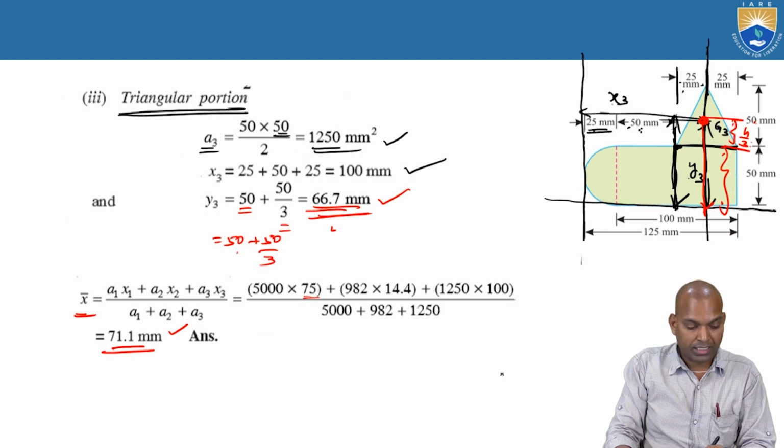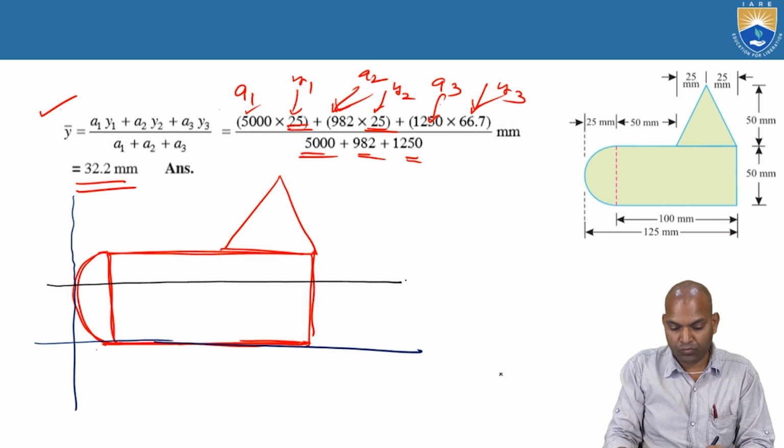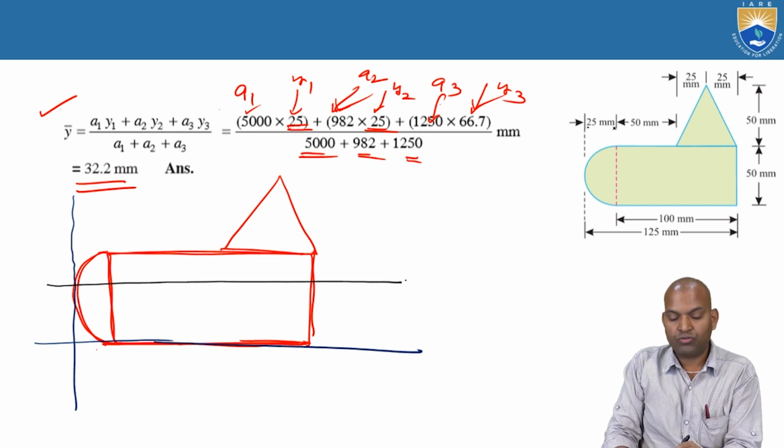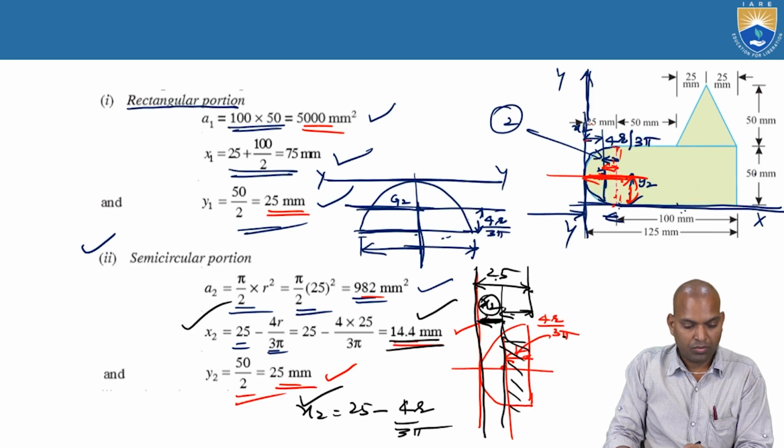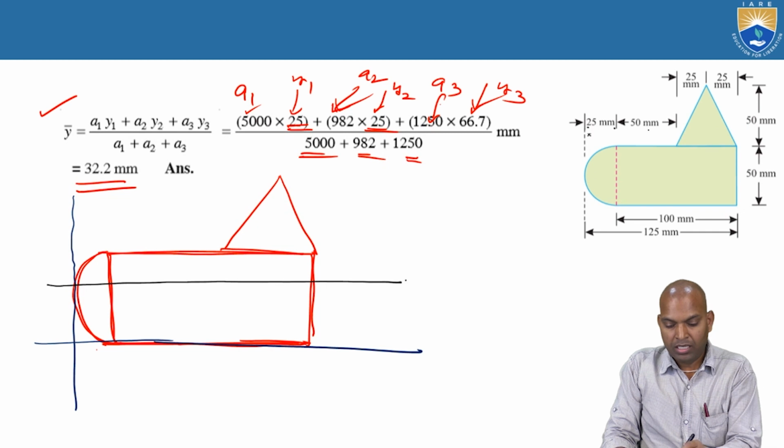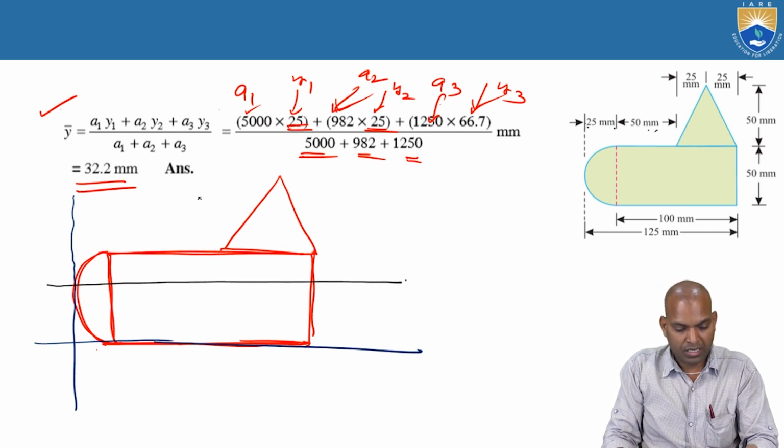Now what about bar X? The bar X is 71.1 millimeters. Here it is 25, it is 50. Yes, 71.1 millimeter. This is 75. That means below this. Approximately here it is.